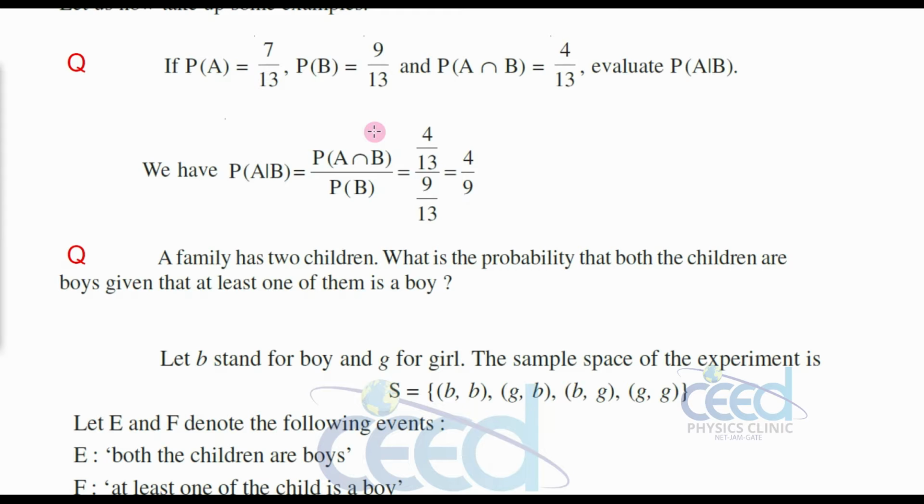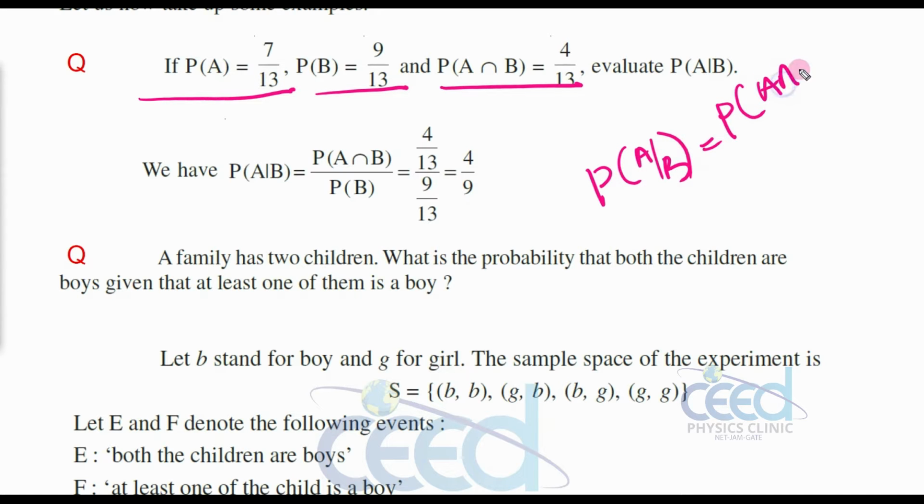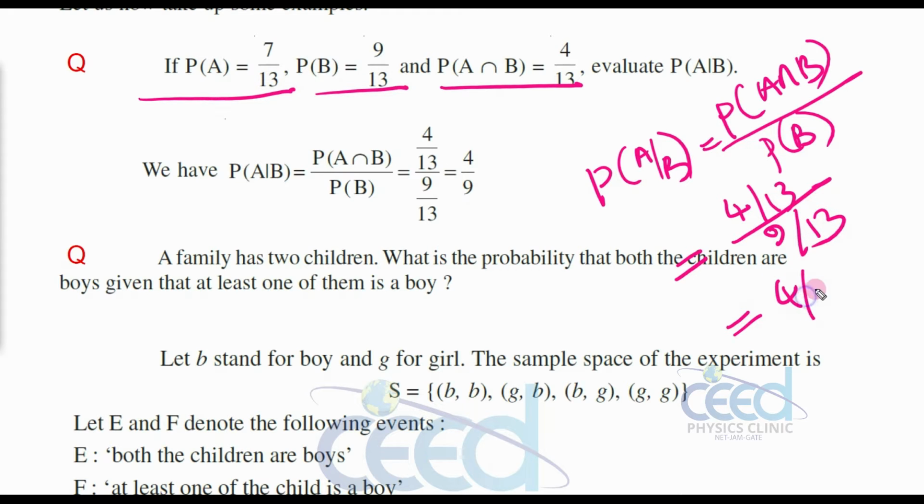Now we have discussed in the first two lectures about conditional probability, right? So we can do some problems based on this. Here it is a direct question. P of A is given, P of B is given, P of A intersection B is also given. So this is a direct question. P of A given B we need to find. That is P of A intersection B divided by P of B. What is P of A intersection B? That is 4 by 13, divided by P of B, that is 9 by 13. So that is equal to 4 by 9.